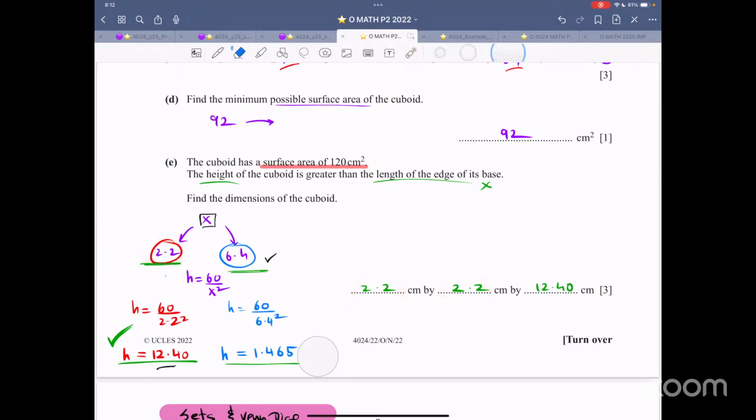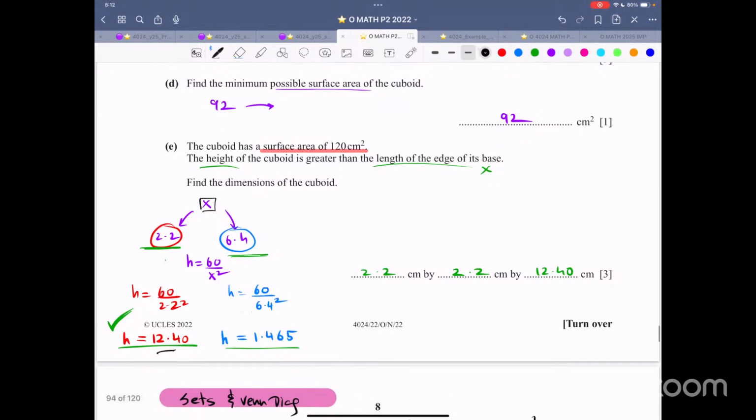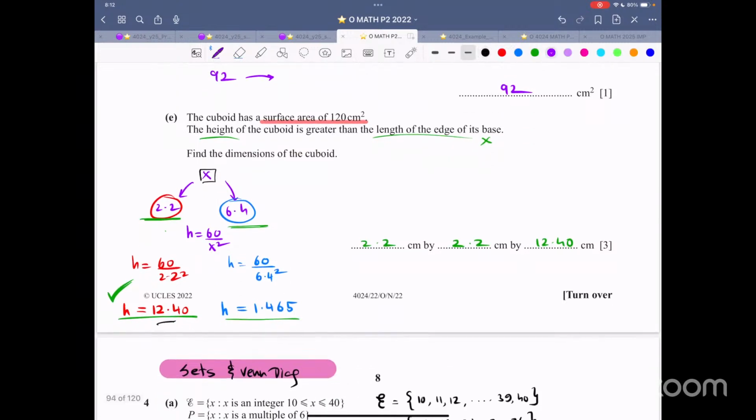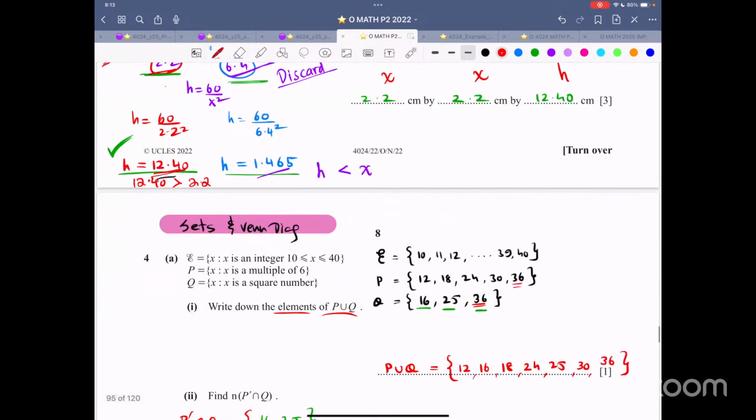Let me just remove this thing because maybe you will get confused with it. So therefore, let me write the reason over here. Discard this value because based on this, height is smaller than x. And over here, accept this. Why are we accepting? Because x is 2.2, height is 12.4, and 12.4 is greater than 2.2. So this is x, this is x, this is h. That's how the dimensions are written.